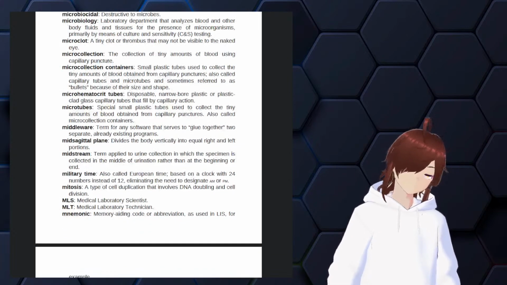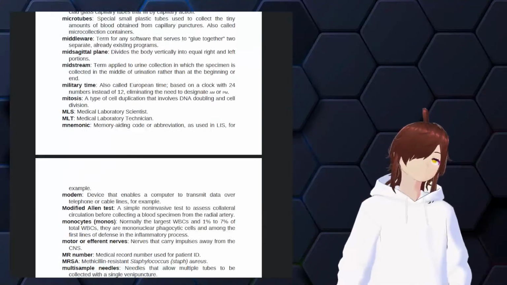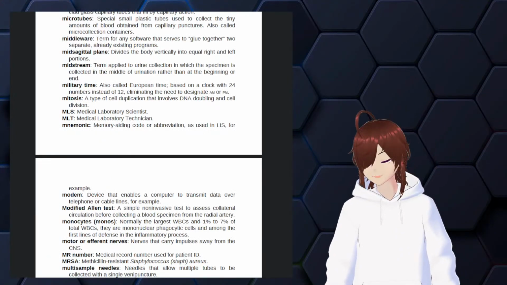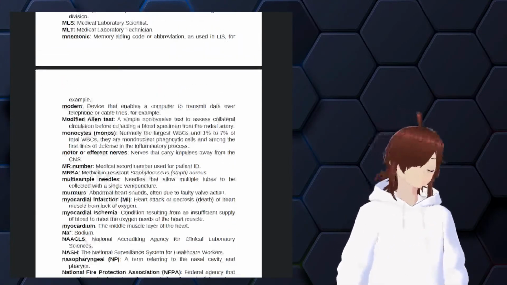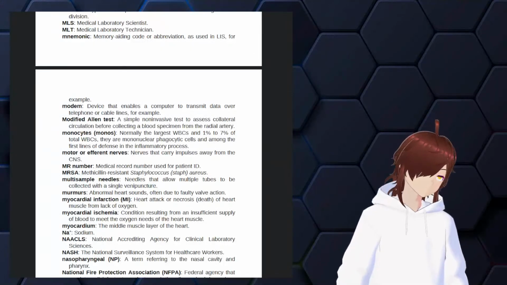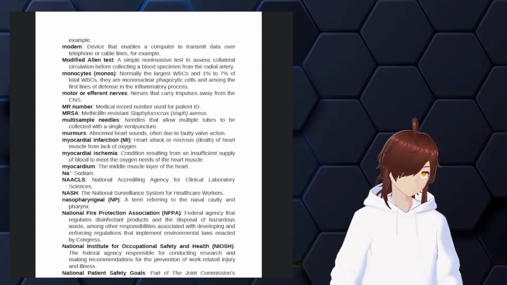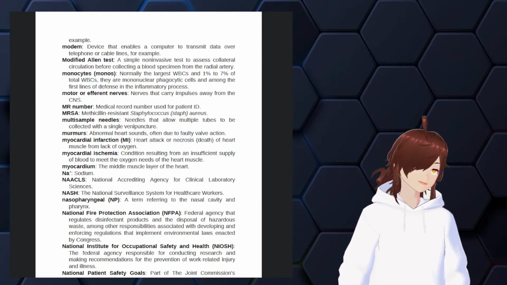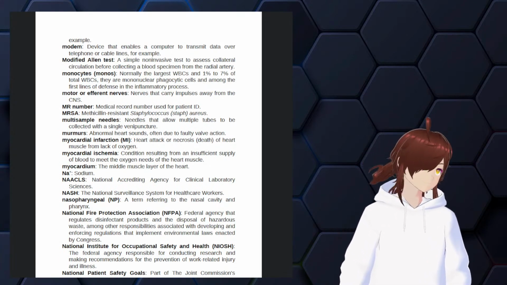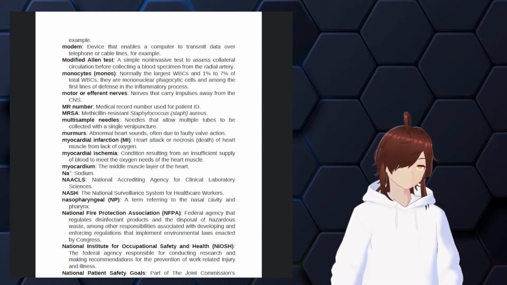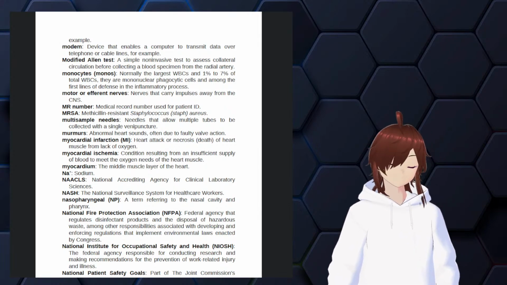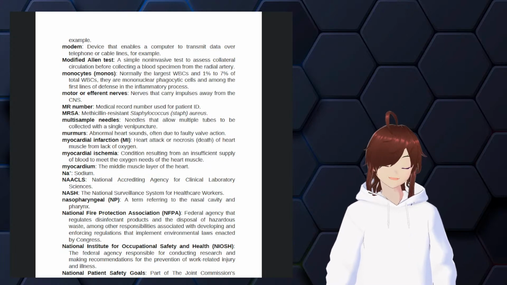Mitosis, a type of cell duplication that involves DNA doubling and cell division. MLS, medical laboratory scientist. MLT, medical laboratory technician. Mnemonic, memory aiding code or abbreviation, as used in Lee, or. Example, modem, device that enables a computer to transmit data over telephone or cable lines, for example. Modified Allen test, a simple non-invasive test to assess collateral circulation before collecting a blood specimen from the radial artery.